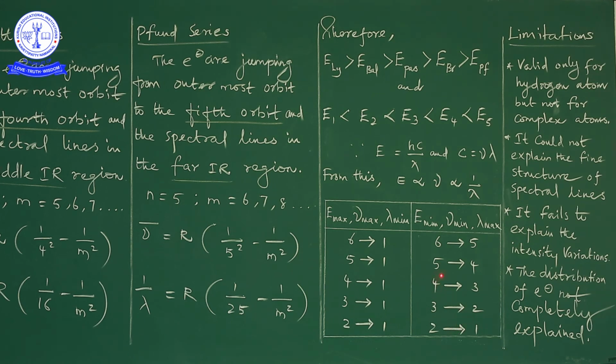So while comparing part 1 and part 2, part 1 has the maximum energy, maximum frequency, minimum wavelength, and part 2 has minimum energy, minimum frequency and maximum wavelength. So this table is going to be used while solving the numerical problems also. While comparing the energy of each transition, we have to keep in mind, it is the most important topic in this atomic and nuclear physics.